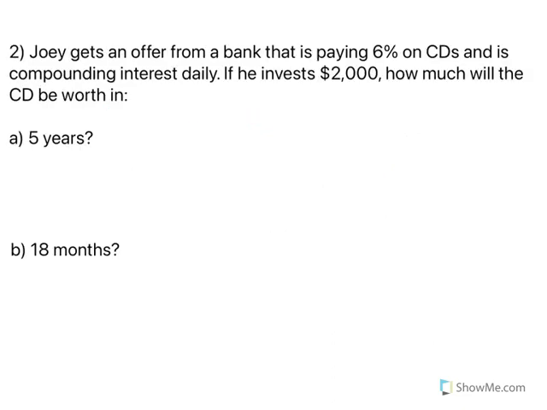Joey gets an offer from a bank that's paying 6% on CDs. CD means certificate of deposit. You put it in for a specific amount of time. So it's basically you lock money in for like 2 years, 10 years, whatever, and then you pay a penalty if you take it out before then. That's the idea of a CD. It guarantees the bank that they're going to have your money for a certain amount of time. And we are compounding interest daily. If Joey invests $2,000, how much will it be worth in 5 years?